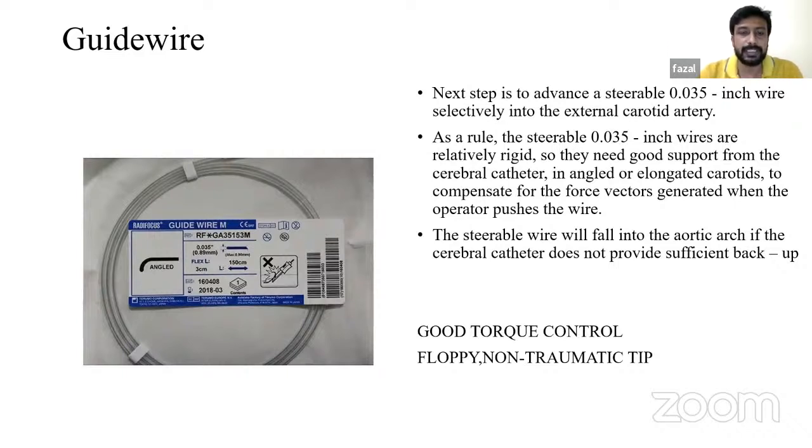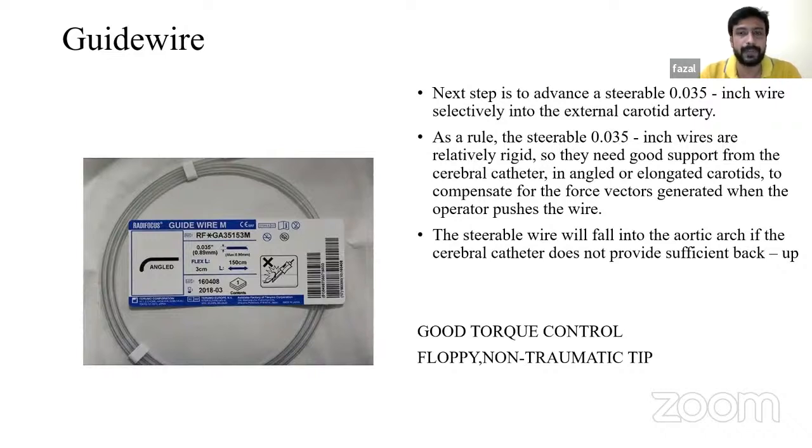So the steerable wire, if you don't have adequate backup, will generally fall back into the aortic arch. With this kind of guide wire, what you're looking for is good torque, because when you want to enter into the ECA, you have to negotiate so that it does not enter into the internal carotid and poke into the clot. It should also have a floppy, non-traumatic tip, so that it does not damage the vessel or cause any embolization.